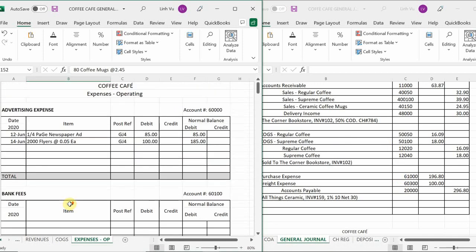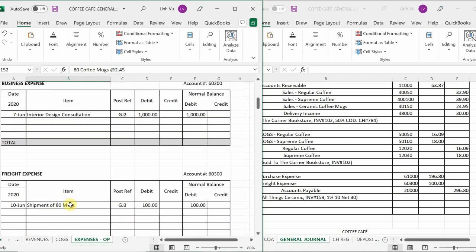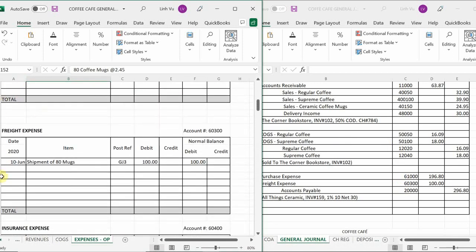We've got to update my freight expense account. Here we are. Shipment of 80 mugs for $100. So what's my account balance in my freight expense account? 200.